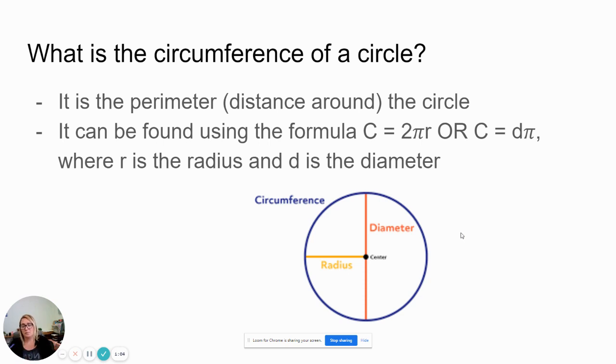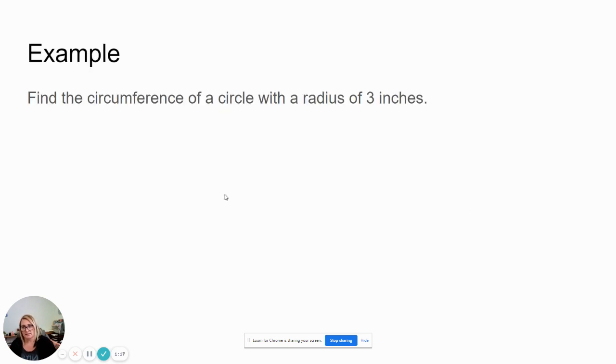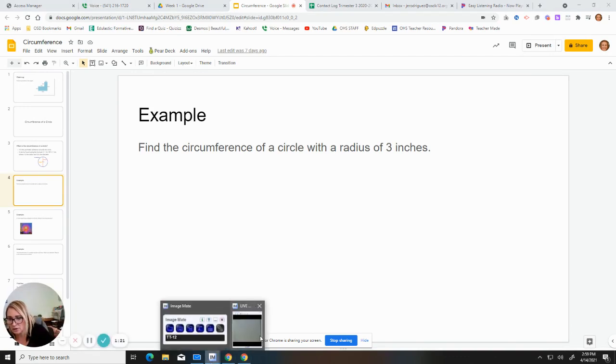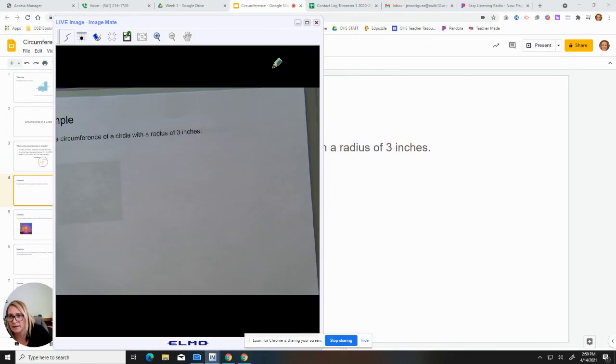And just to keep things consistent, let's use 3.14 always for pi. Don't use the pi button because it will round differently. Just use 3.14 when you're typing in for pi. All right, so we are just going to get started with plugging into some formulas. So let's get going on this.